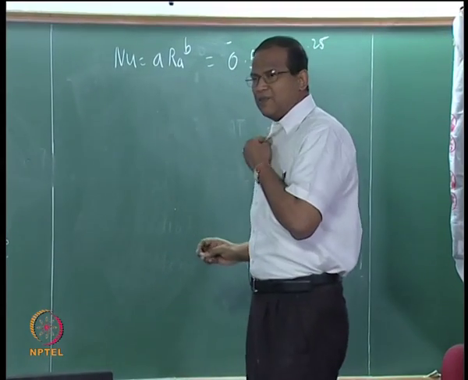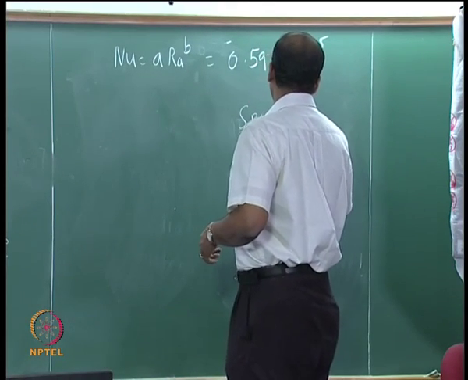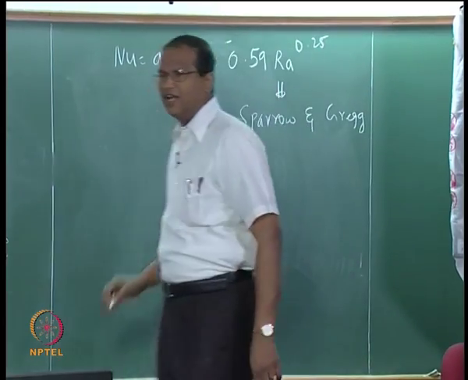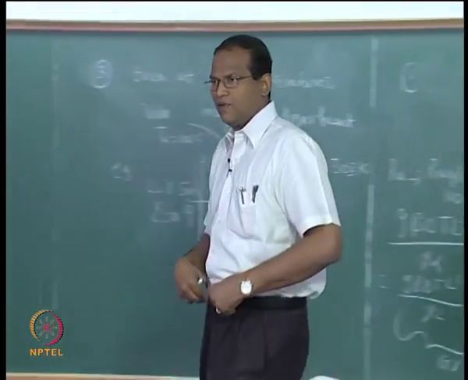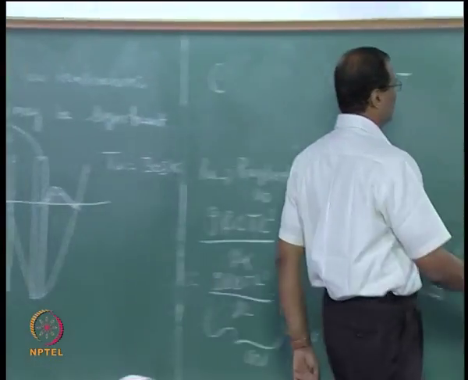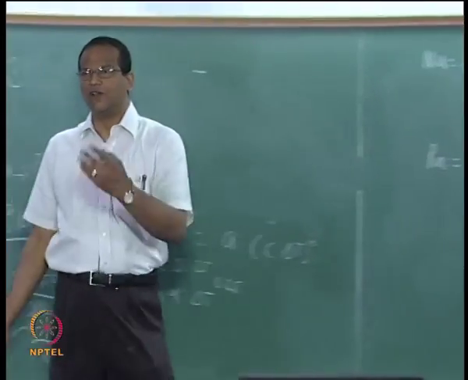I think it is a Sparrow and Gregg correlation. Maybe they did it in 1959 or so. Okay. Now let us use this. Let's calculate the Rayleigh number for this. Please switch on your calculators.